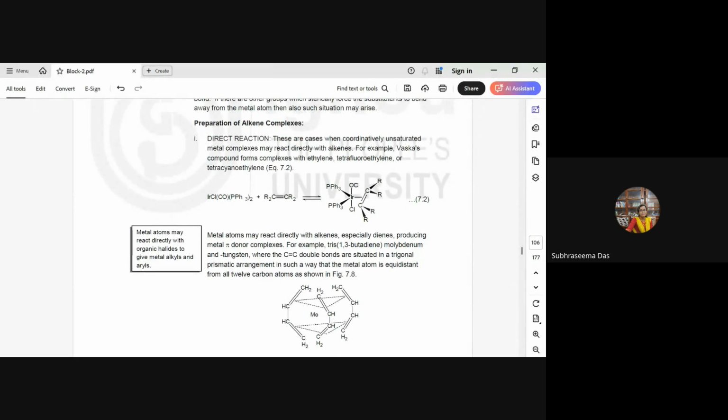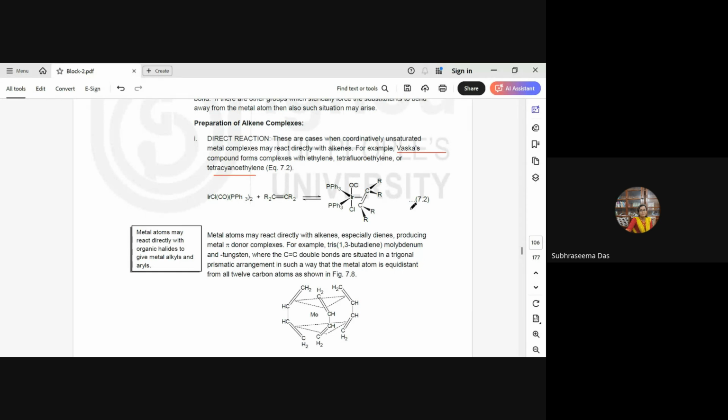Then coming to preparation of alkene complexes. The first method of preparation of alkene complexes is by direct reaction. These are cases when coordinatively unsaturated metal complexes react directly with the alkenes. One of the common examples is the formation from Vaska complex. The Vaska compound forms complexes with ethylene, tetrafluoroethylene or tetracyanoethylene.